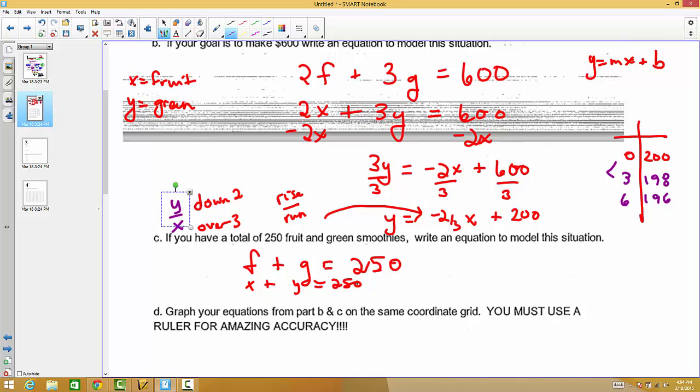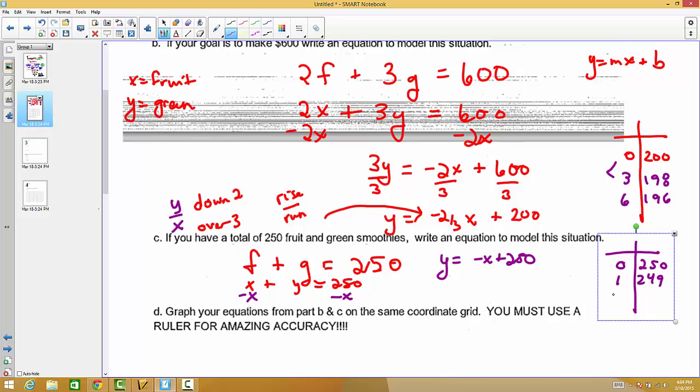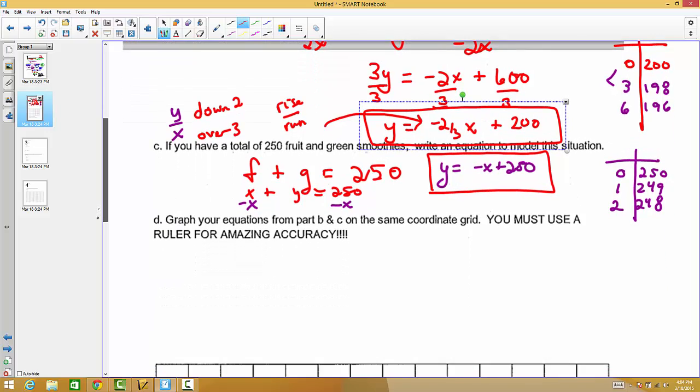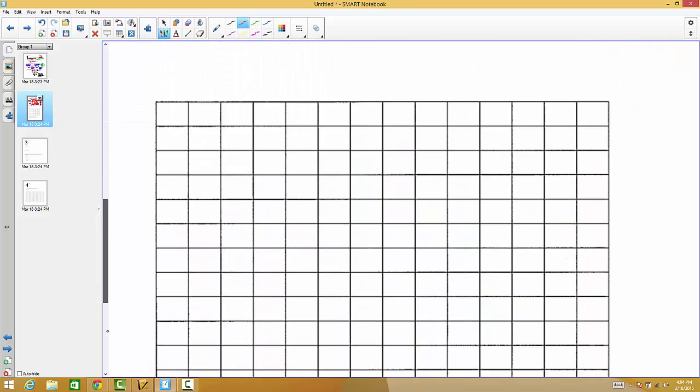Let's go ahead and make a table for the second one. You would need to subtract x. So y equals negative x plus 250. So this time you're starting at 250. And as you go up 1, you're going down 1. So you could put these equations in a graphing calculator and see close to where they cross. That's one option. You could continue the table, and you also have to graph this.